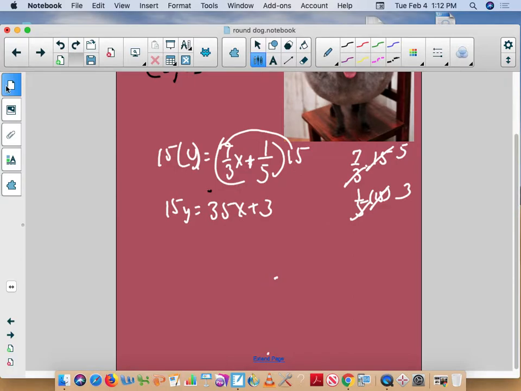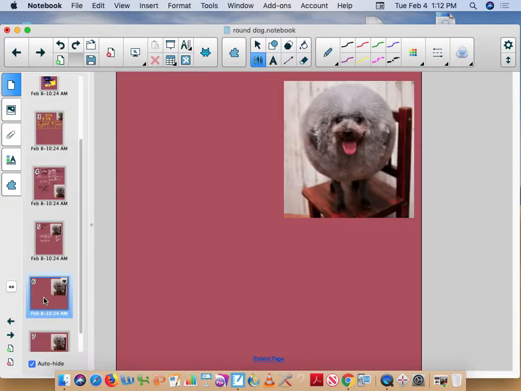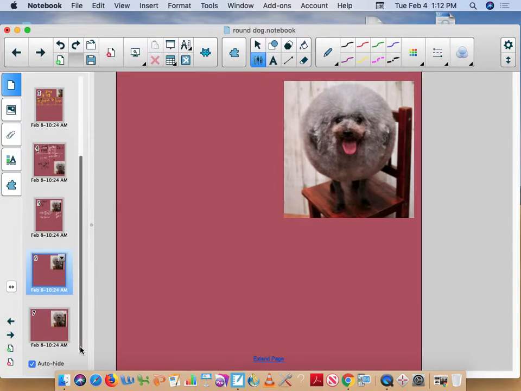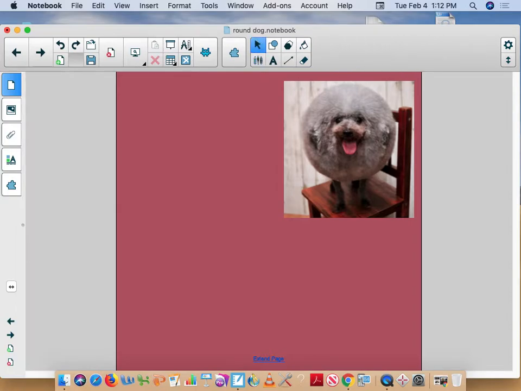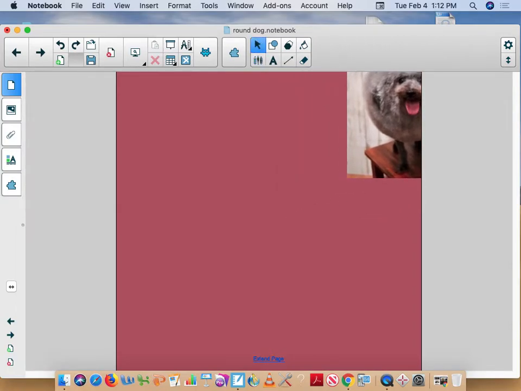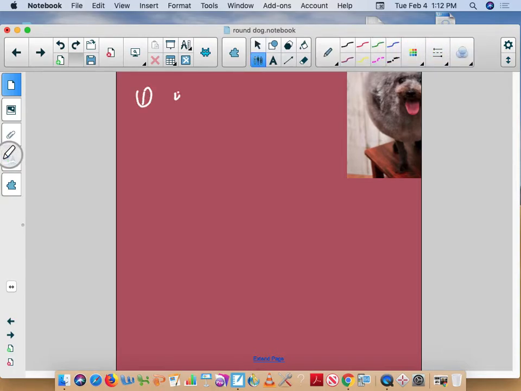All right, now let's move on. All right, so determine which point is a solution to the system of equations. So I have number 1. There's only one of these. 4x minus 3y equals 6. x plus 2y equals 7.